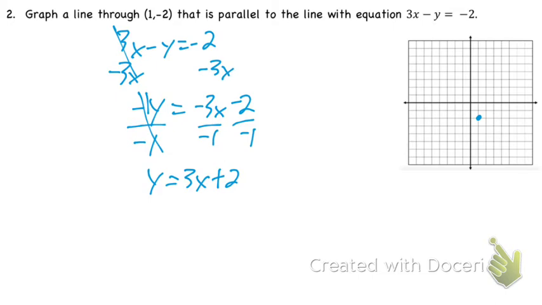X is 3. The slope is 3. So what's the slope of our parallel line? Our parallel slope. See how I put M for slope, and then I put the little parallel symbol? What's our parallel slope going to be? 3, or 3 over 1.